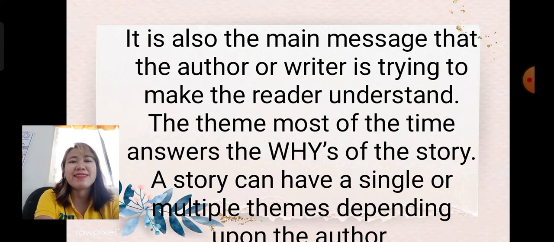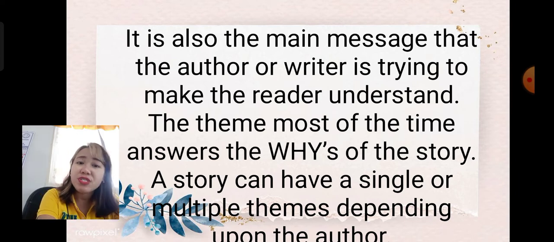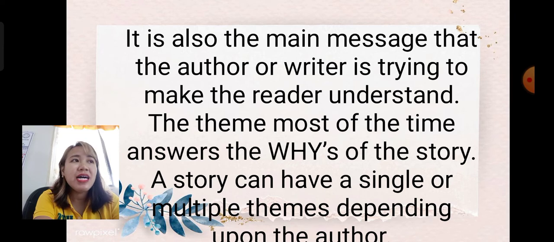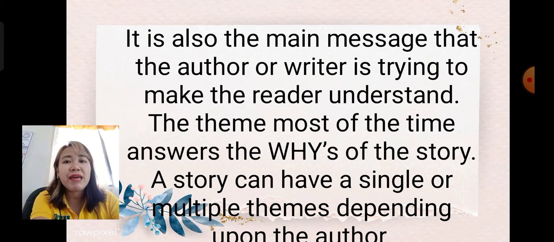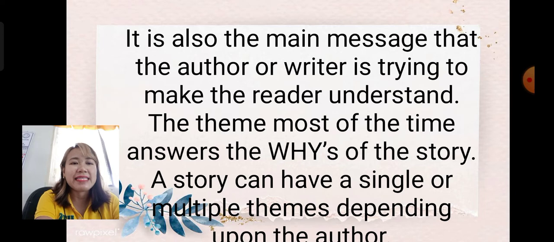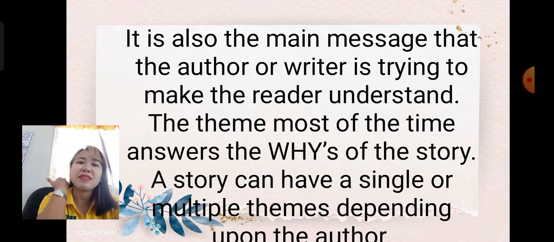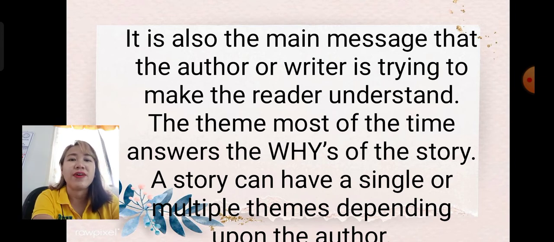So, bakit? So, a story can have a single or multiple themes depending upon the author. So, we are not looking for one theme, one story. So, marami siyang theme or maraming ginagamit na basis ang isang author or writer sa kanyang isang storya na gusto niyang iparating sa atin. So, hindi lang isa, kundi multiple themes po. Depende dun sa author. Okay?